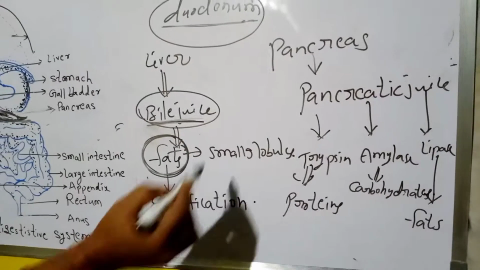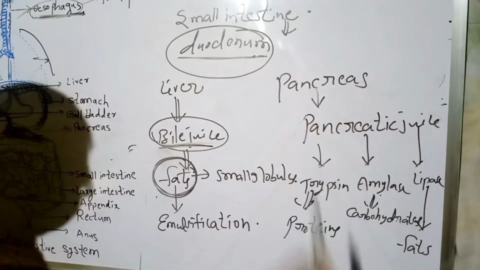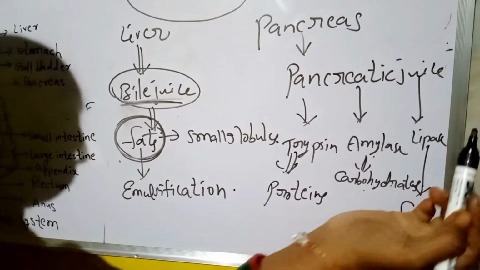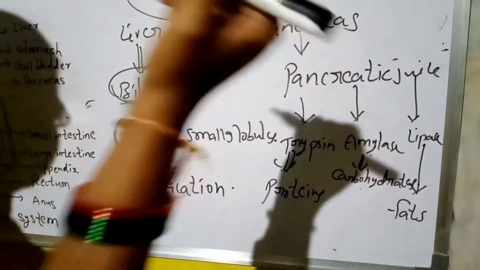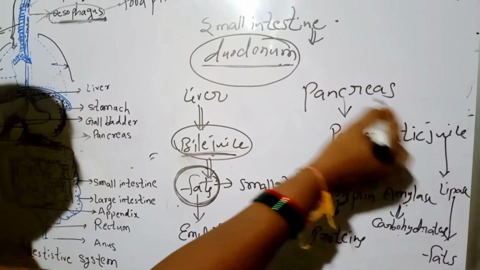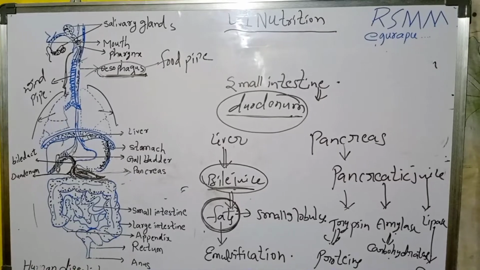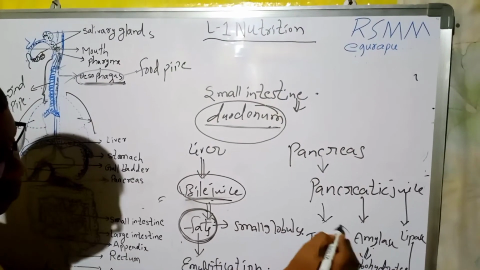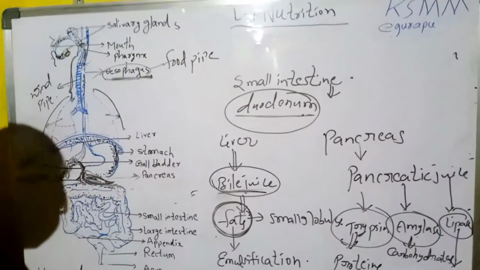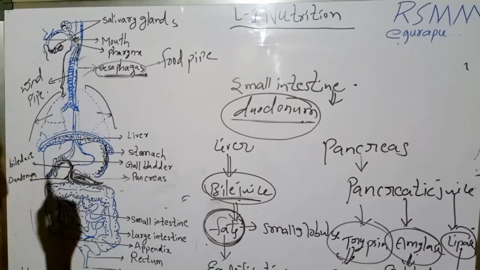Okay. Pancreatic juice contains trypsin, amylase, lipase. Trypsin acts on proteins, amylase acts on carbohydrates, lipase acts on fats. These all are going to be digested. Trypsin, amylase, lipase.